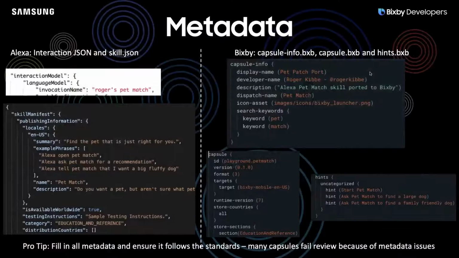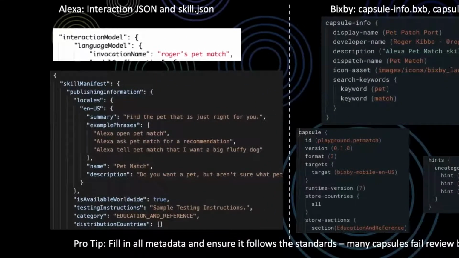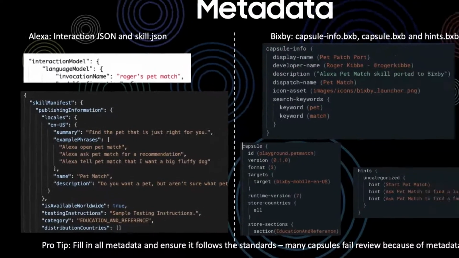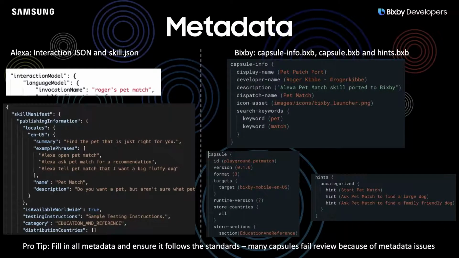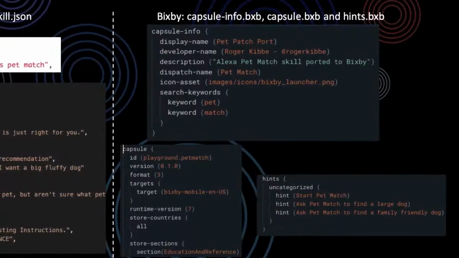Metadata, absolutely critical for a skill or a capsule. So Alexa, in an interaction JSON, that's where you have your invocation name, Roger's Pet Match, I called it. And then you have a skill.json with all that metadata that primarily drives the Alexa skill store. On the Bixby side, very much the equivalent, but really spread into 3 different files. Capsuleinfo.bxb has most of the metadata.